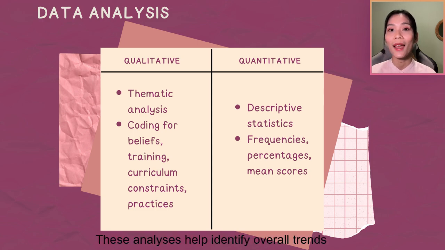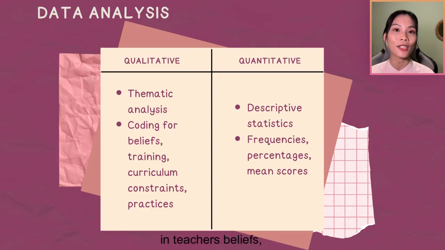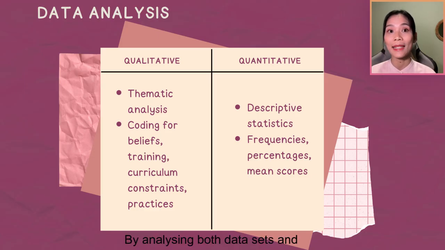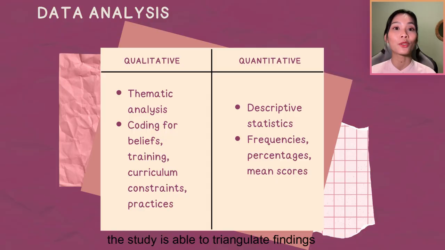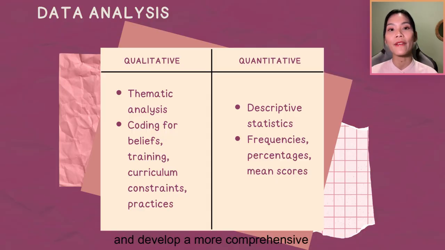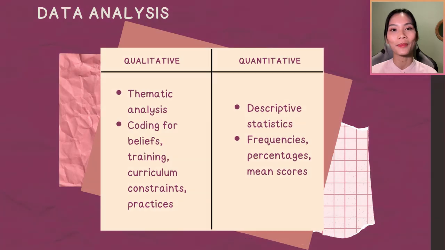This analysis helps identify overall trends in teachers' beliefs, confidence, perceived constraints, and levels of hesitancy. By analyzing both data sets and interpreting them together, the study is able to triangulate findings and develop a more comprehensive understanding of teachers' hesitancy.